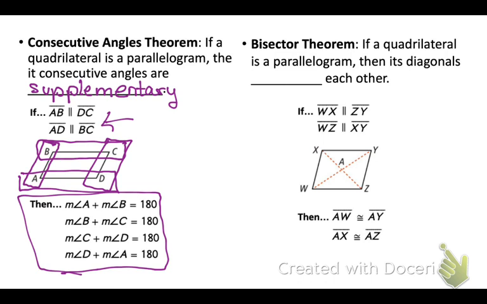Okay, the next one says bisector theorem. If a quadrilateral is a parallelogram, then the diagonals, hint, it's in the name, bisect each other. What does it mean to bisect? Intersect, dividing into two equal parts, correct? Could that be helpful? Yes. Now, it didn't say the diagonals equaled each other, but it says that AX and AZ are congruent, and that AY is congruent to AW.